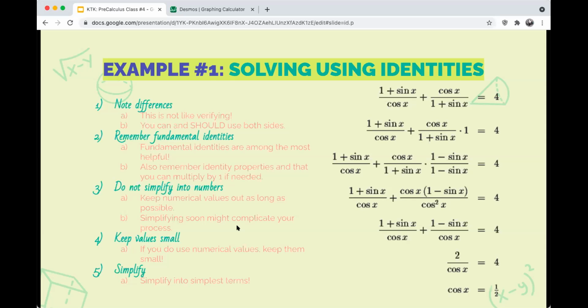If you have bigger numbers, usually when it gets into 3-digit numbers, I'd say stop making them into numerical values and just continue on with your identities. And simplify into simplest terms, which you see right here, and it works very well. What they've done is simplified these two terms into a simplest term, which is just 2 times cos x, and then you can easily solve the problem. Again, radians is usually your friend when you're doing this.